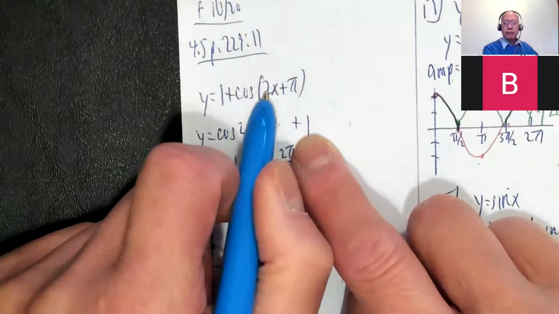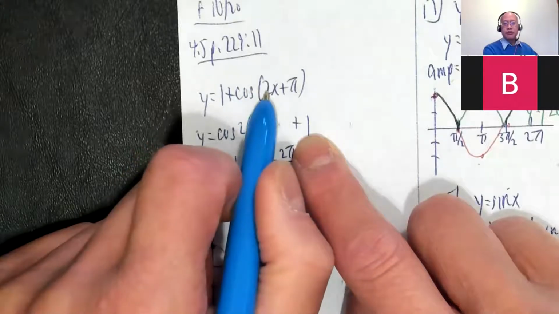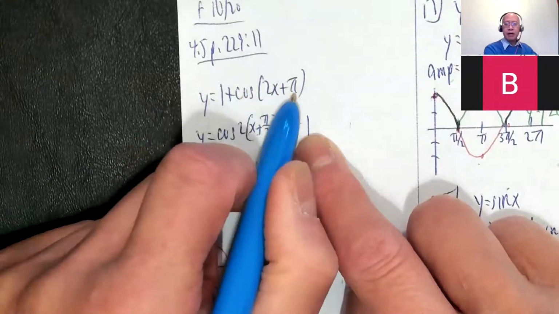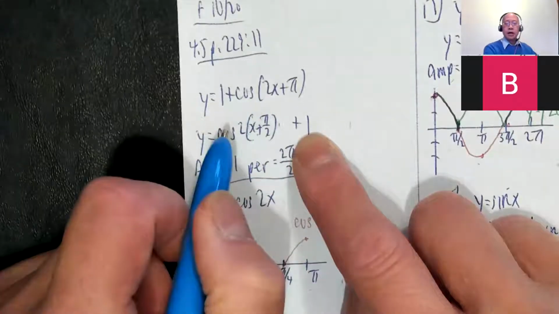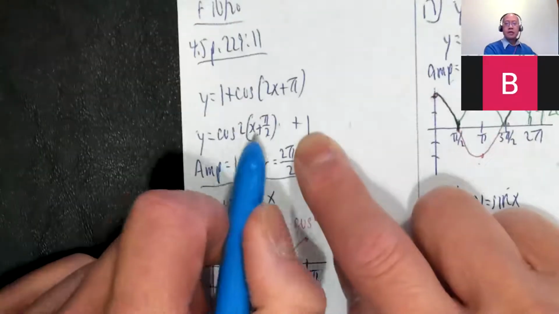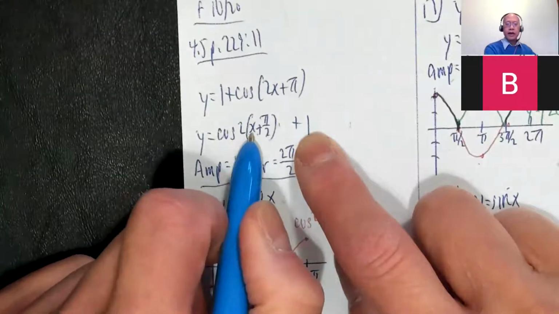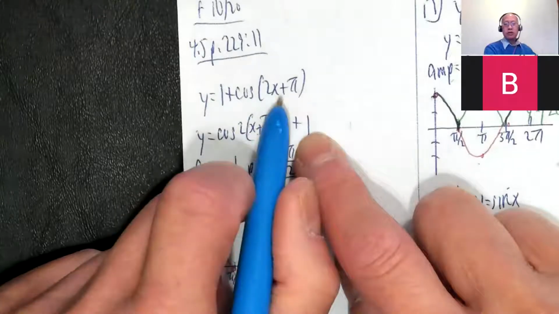Okay, so one more time. If I'm taking a 2 out, if there's a 3 here, I would take out a 3 and then make that pi over 3. Okay. And what should confirm everything is, go ahead and multiply this back out. What happens when you distribute? 2x plus 2 pi divided by 2, which is pi.